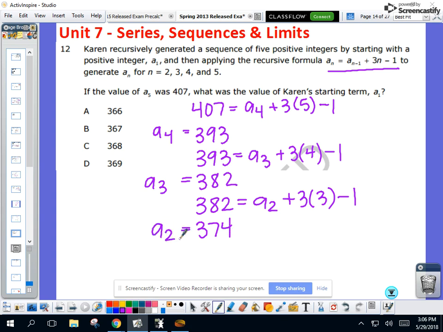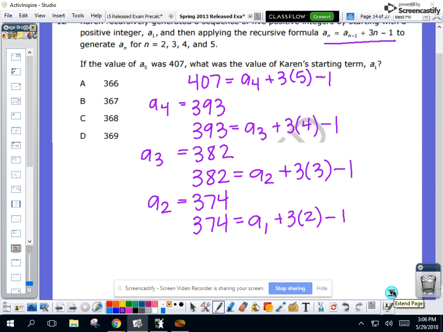We have to do this one more time. 374 is equal to the term before, which is a sub 1, the first term of this sequence, plus 3 times the term number that we're on, which is 2, minus 1. 6 minus 1 is 5, and when we subtract that over, we get 369. That's the first term of this sequence. Choice D.